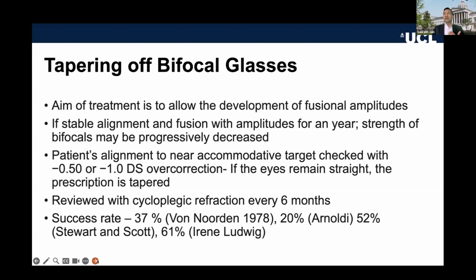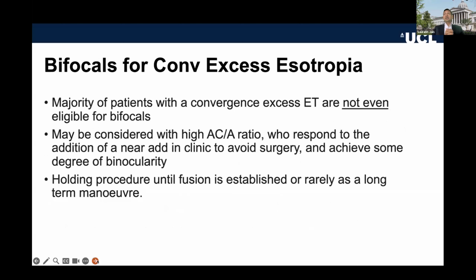So what is the success rate? How many children can you get out of bifocals and develop good fusion? Again, it depends on the author. Arnoldi's papers said only about 20%, but Arjen Ludwig and colleagues showed about 60%. I think it really depends on the group that you are treating, as Arnoldi showed very nicely, because only about half of them were even suitable for bifocals. So the majority of patients with convergence excess ET are not even eligible for bifocals.